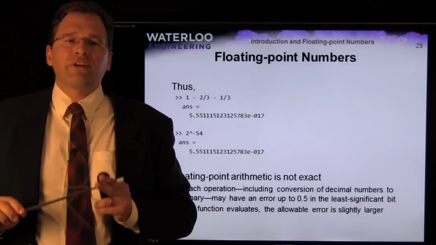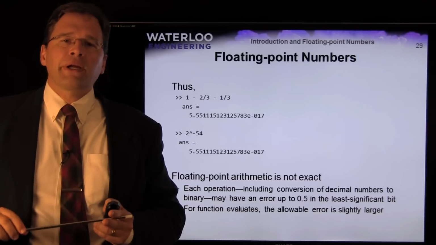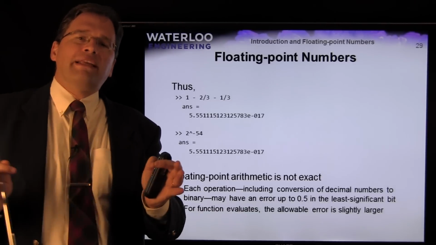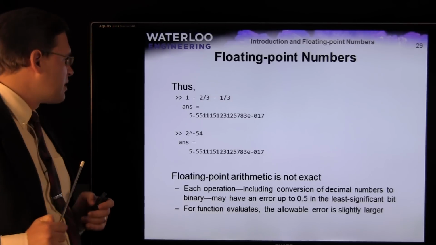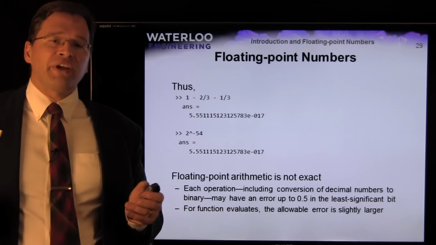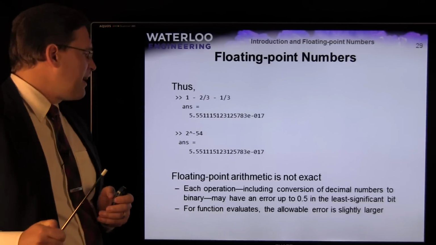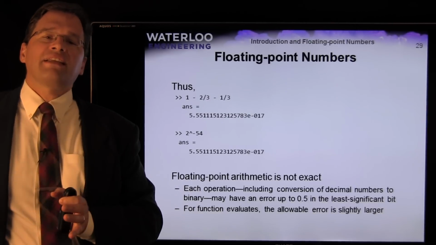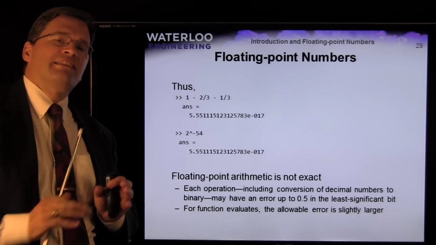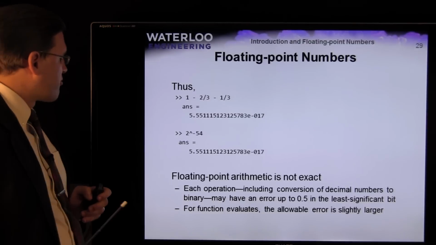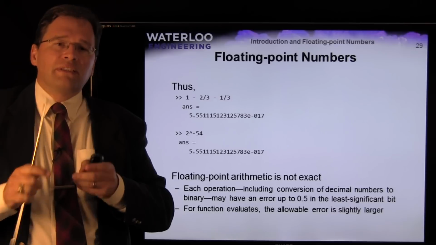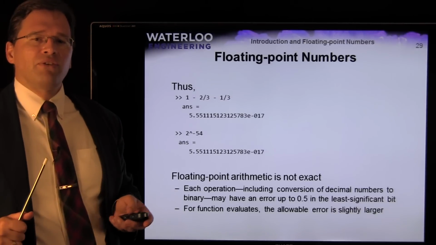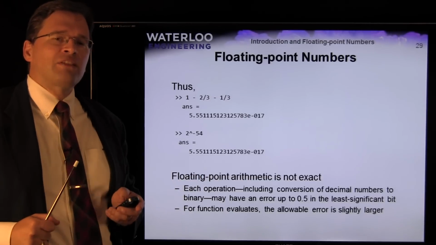So floating point arithmetic is not exact. Every operation, including when you're approximating a real number by a floating point approximation, is going to have some sort of error. Under some conditions, the error must be guaranteed to be less than 0.5 in the last digit. For function evaluations, such as trigonometric functions, there's a slightly larger, but still reasonable interval on which that value has to be.